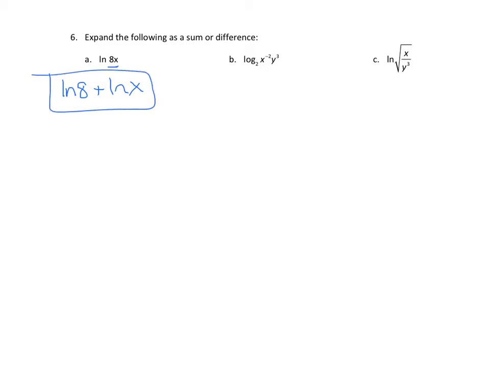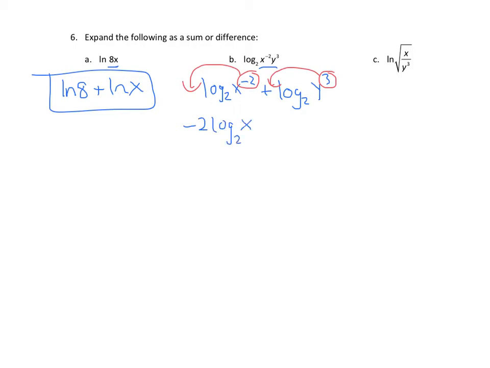And that's it. For the next one, again, these terms are being multiplied, so I'm going to split this into 2 logs using addition. I get log base 2 of x to the negative 2 plus log base 2 of y to the third. But now I'm also going to use my power rule and take my exponents and move them to the front of each of those logs. So I end up with negative 2 log base 2 of x plus 3 log base 2 of y.